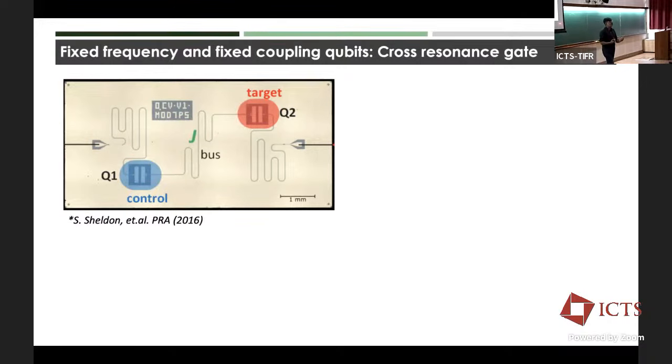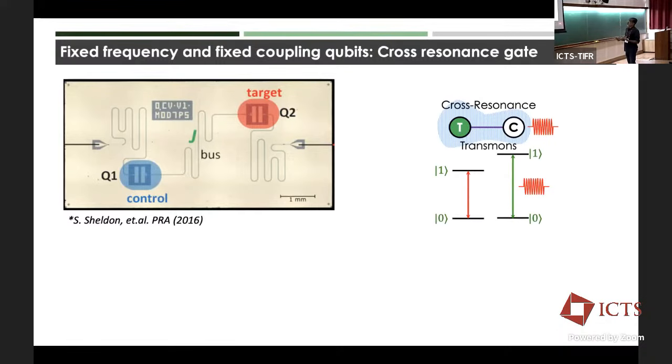These interactions are mediated by what are called virtual photons, where the qubit is actually off resonant and you never really excite the bus cavity, it just mediates the interaction between the two. And these two qubits are also off resonant from each other, but slightly, just enough that you don't get any 2-qubit evolution. But then how do you do a gate?